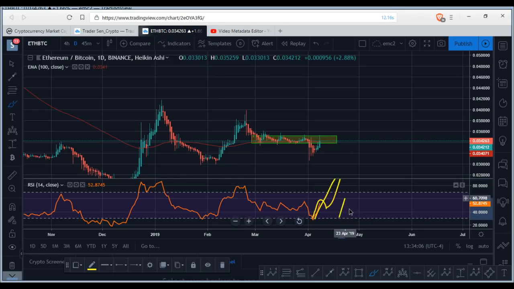It cannot be a vertical move all the way up. It has to take a different route, and push to the upside. I'm gonna take a look at Ortega. I'm gonna take a look at XRP.